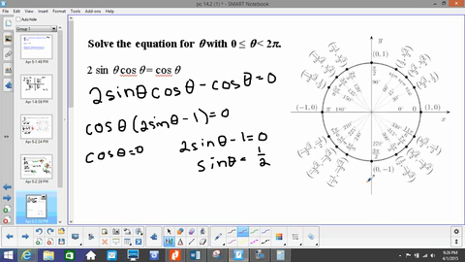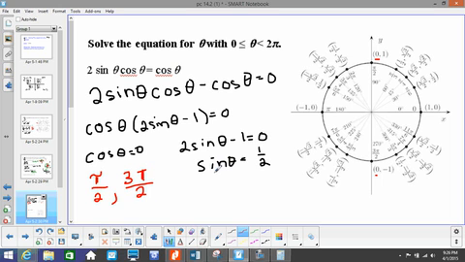Cosine theta, that means my x-coordinate has to be 0. Well, that happens right there and right there. On both of those, my x-coordinate is 0, so I'm going to have pi over 2. Imagine that's a better looking pi. 3 pi over 2. Oh, that's a horrible looking pi.